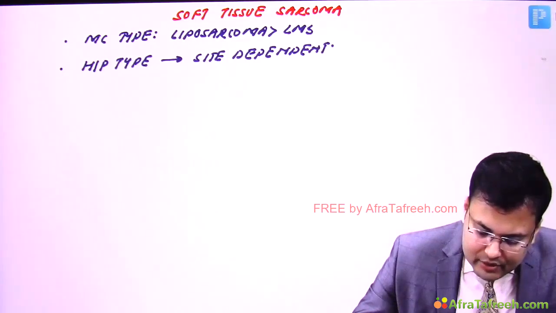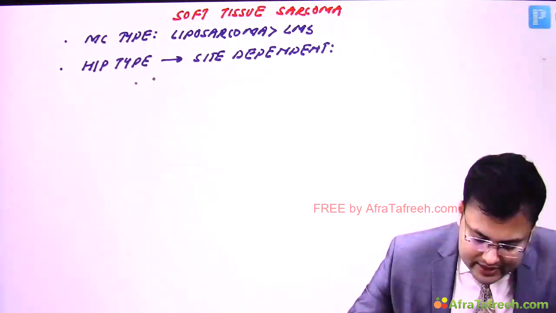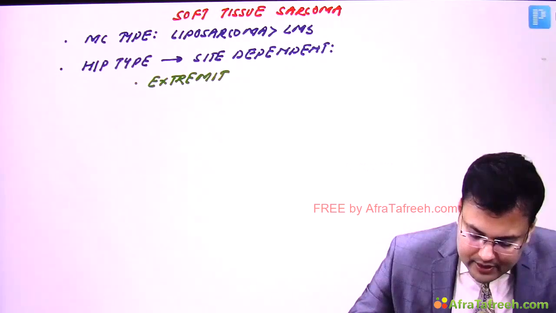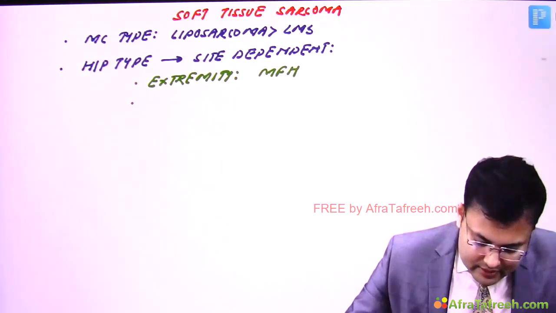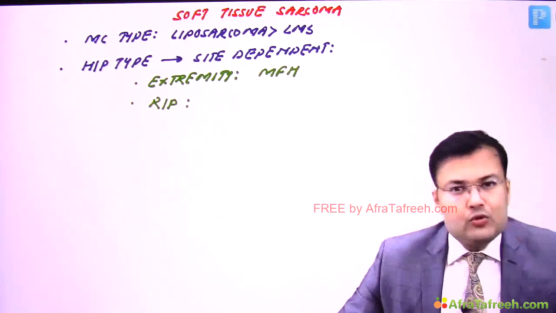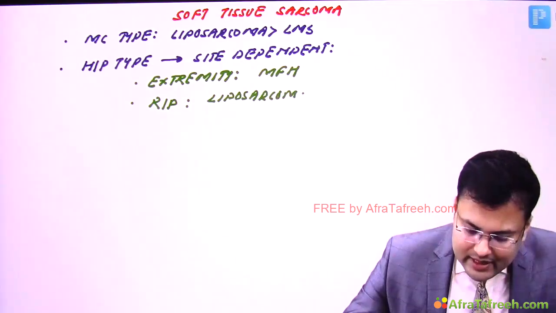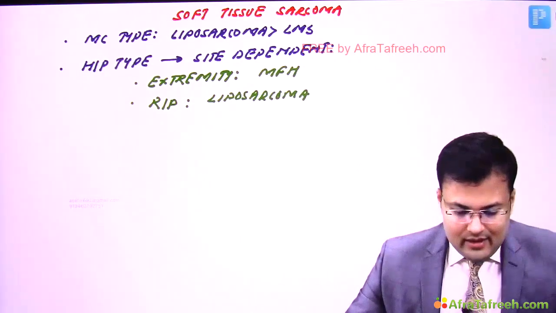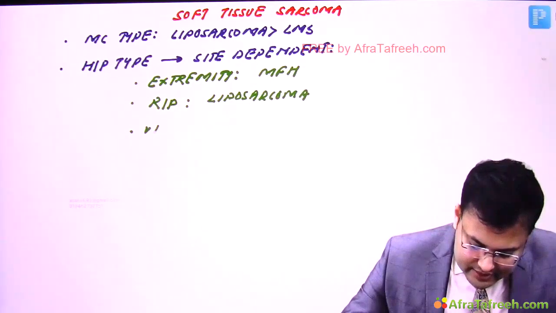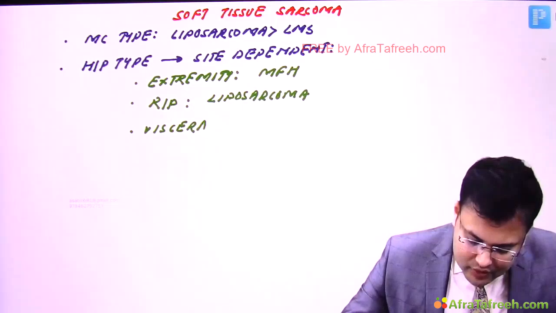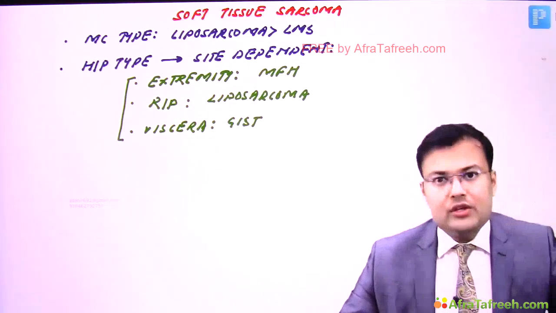Now if you are talking about the site, in extremities, the most common type is malignant fibrous histiocytoma. In the retroperitoneum, most common type is liposarcoma. Clear? And in the viscera or GIT, it is GIST. What is the full form of GIST? It is gastrointestinal stromal tumor.